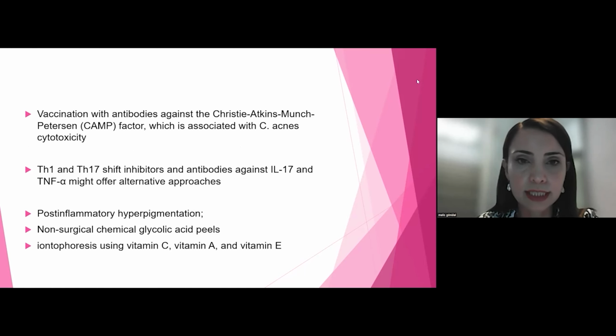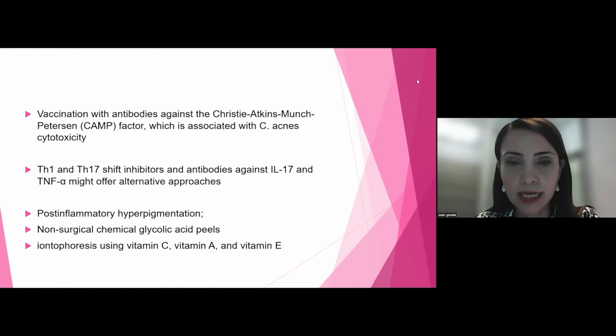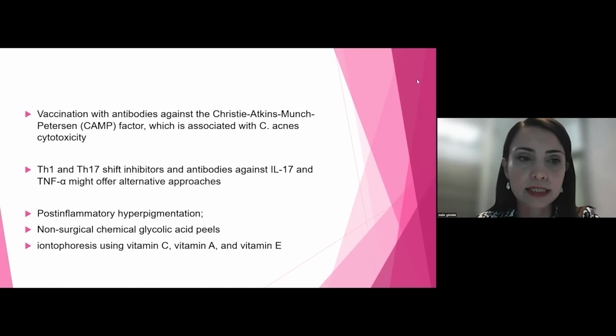And in the future, we can use vaccination too. This vaccination is against the Christie-Atkins-Munch-Peterson factor, which is associated with Cutibacterium acnes cytotoxicity. T helper 1 and 17 shift inhibitors and antibodies against interleukin 17 and TNF-alpha might offer alternative approaches for us.